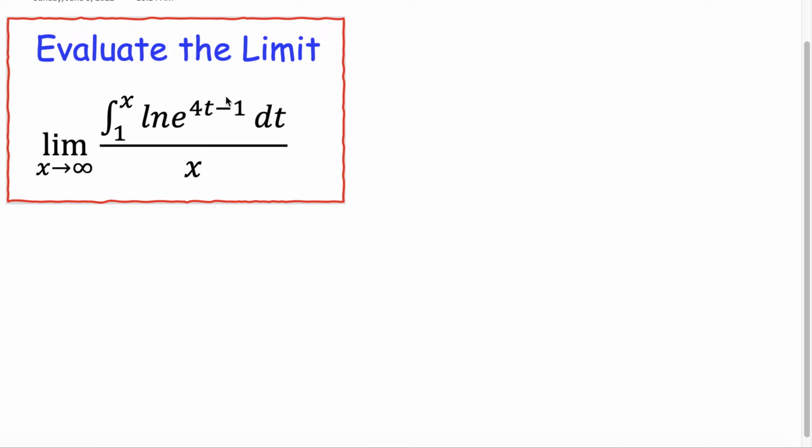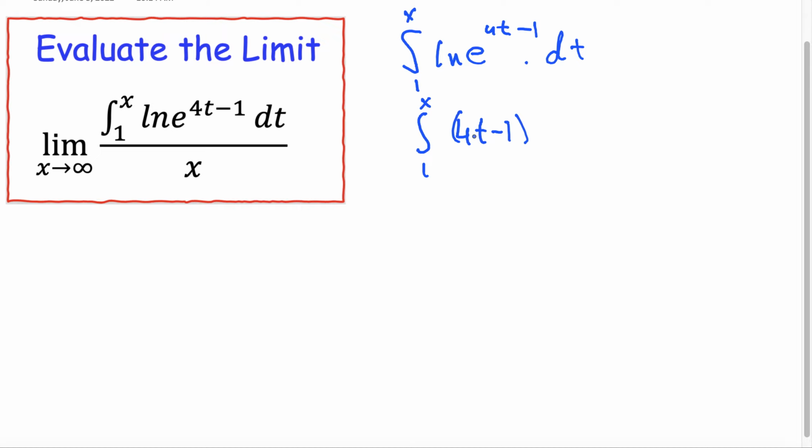Limit of this expression here, or this function. So first of all, let's take the numerator, which is the integral with the limits 1 to x of e to the power 4t minus 1, dt. According to the rules of the exponent, this integral we can write in this form: integral from 1 to x, and the exponent goes in front, (4t minus 1) times ln e, dt.